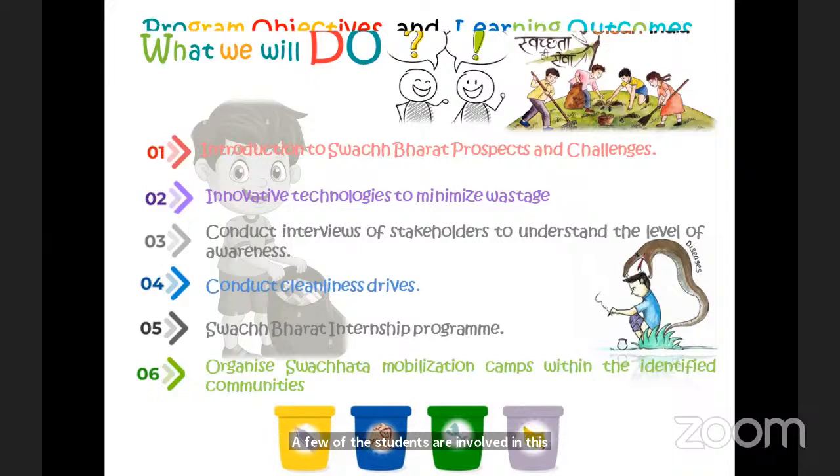And the Swachh Bharat internship program also. Two of our students have applied for the Government of India internship program, and they will get it. And organizing the Swachhta mobilization camp. Basically, we are conducting awareness camps in different schools and our college also. In the last 2 years, we conducted the drives in the college only, and did not go outside to the slum areas. But this year we will definitely go, and through those 4 months we will do these things a little bit, not more.